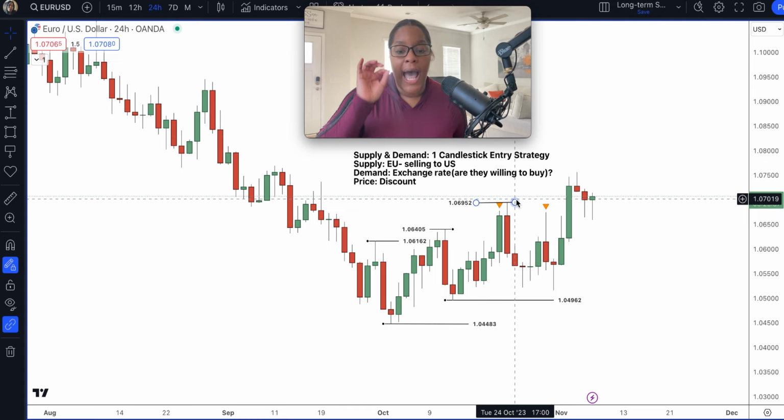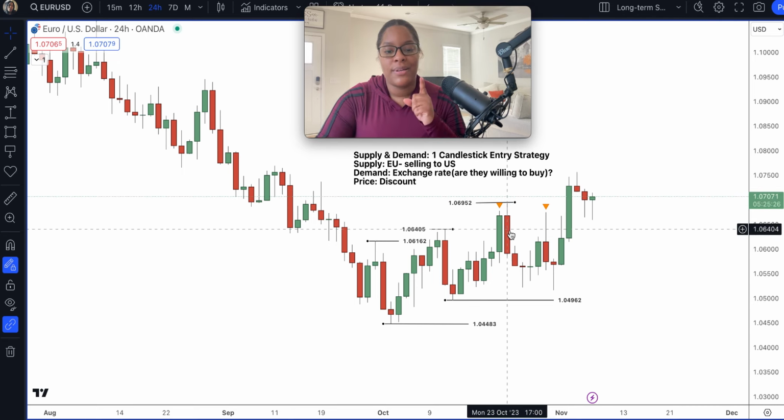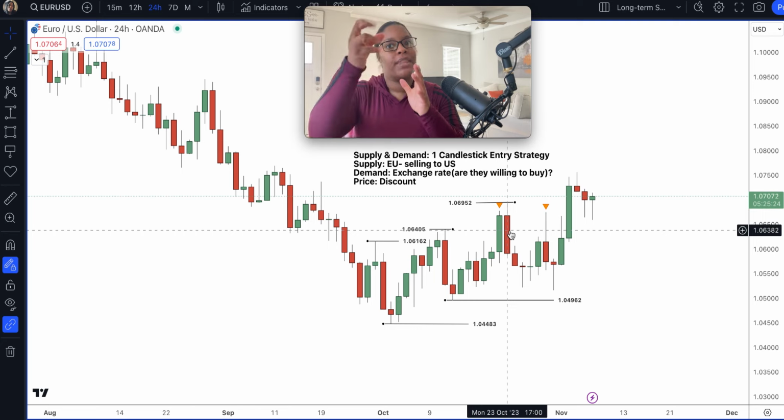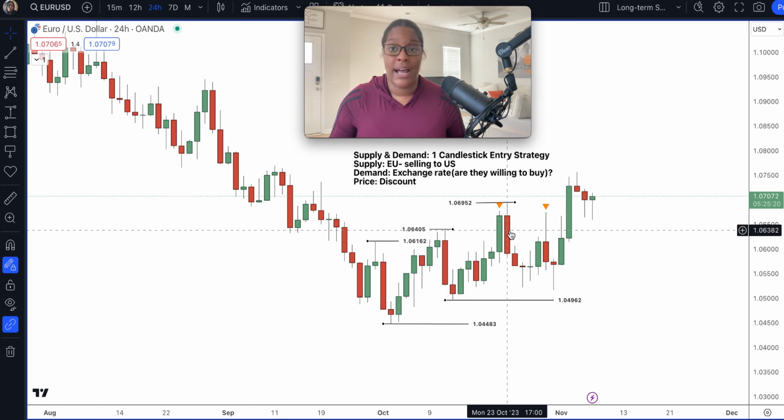Now, how would you know that price is going to move down and then go back up? Literally one candlestick. The candlestick that gave it away was the bearish engulfing candlestick, showing price was going to pull back. You didn't need a lower time frame to tell you that. You didn't need a reversal.